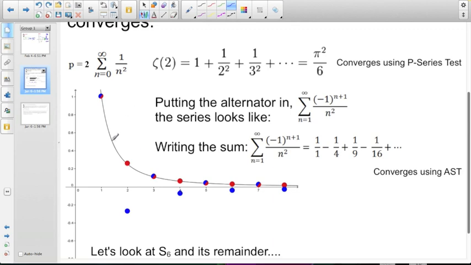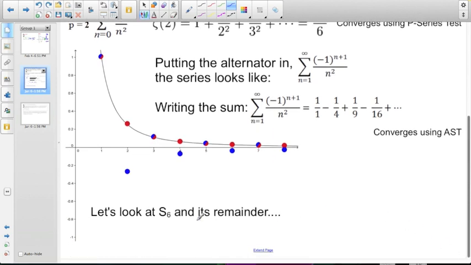1/16th, so 1, 1/4, 1/9, 1/16th, 1/25th, 1/36th, 1/49th, 1/64th. If we look at S sub 6, then we're looking at 1 minus a quarter plus a 9th minus a 16th, plus a 25th minus a 36th. And so there's your S sub 6.